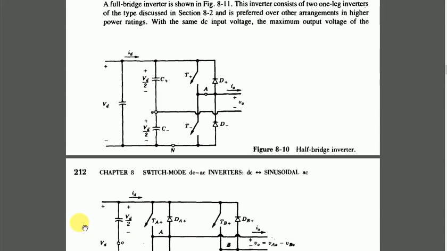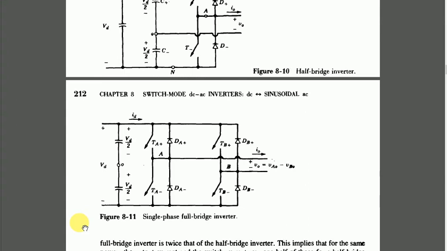Moving forward to the full bridge inverter circuit that we can see in this figure 8.11. Basically what we have done in this particular case is that two one leg inverter circuits, or we can also say two half bridge inverter circuits, have been combined to make this single phase full bridge inverter circuit. The main advantage of this inverter circuit as compared to the half bridge inverter circuit is that now the output voltage switches between plus Vd and minus Vd. So in this particular case the output voltage is twice that of the half bridge inverter circuit.